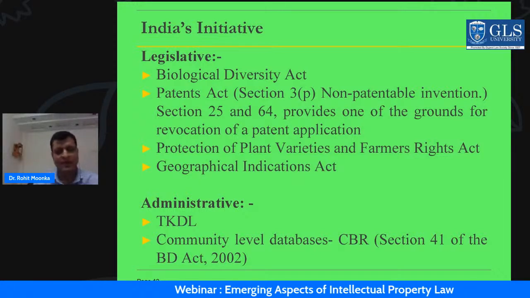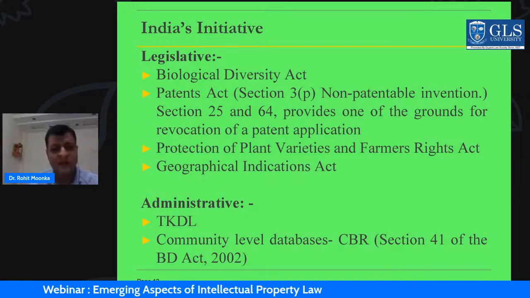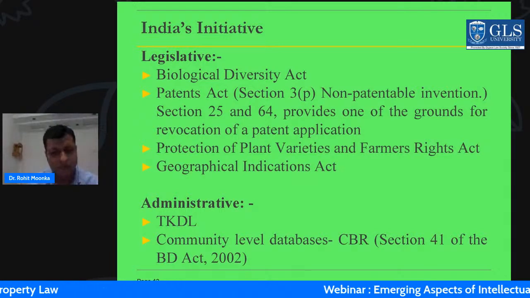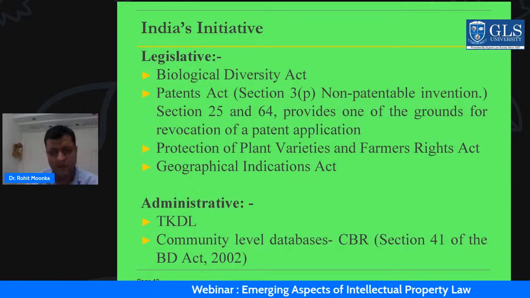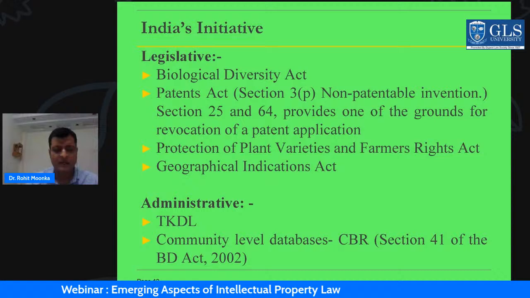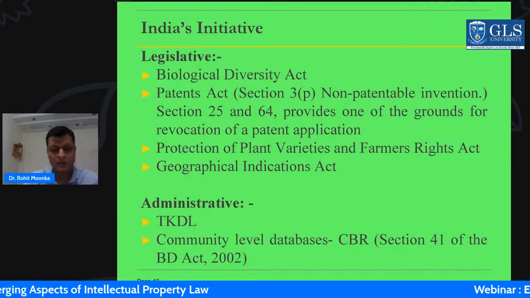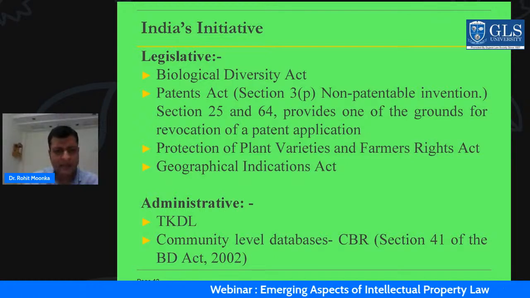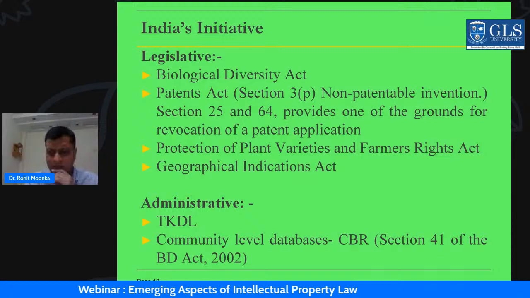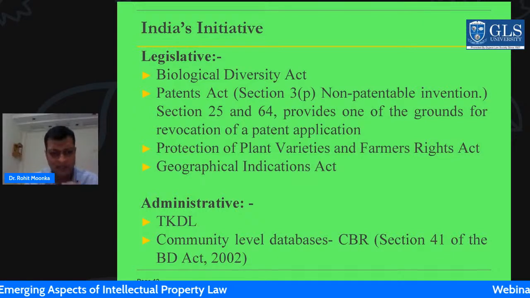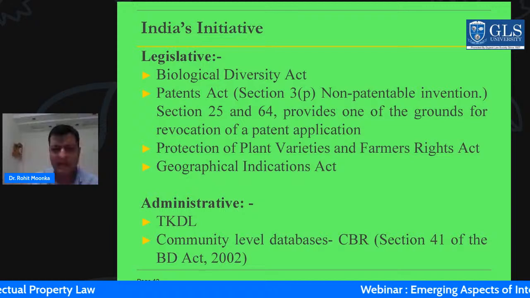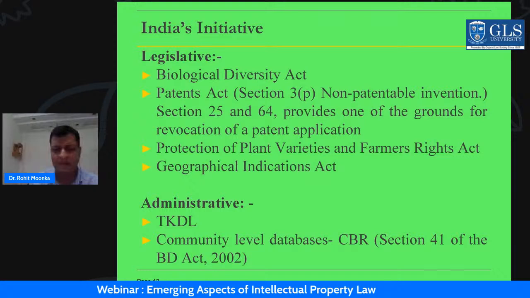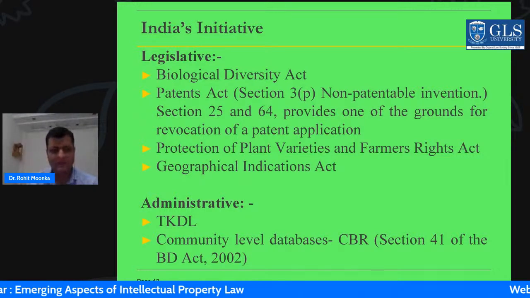Similarly, I just missed out on this point. Under the Biological Diversity Act, under Section 41, there is a provision for community level databases. If you refer to Section 41 of the Biological Diversity Act, what it provides is that the local communities are mandated to maintain and document the biological diversity, including the preservation of habitats. So I just refer to it for your convenience.